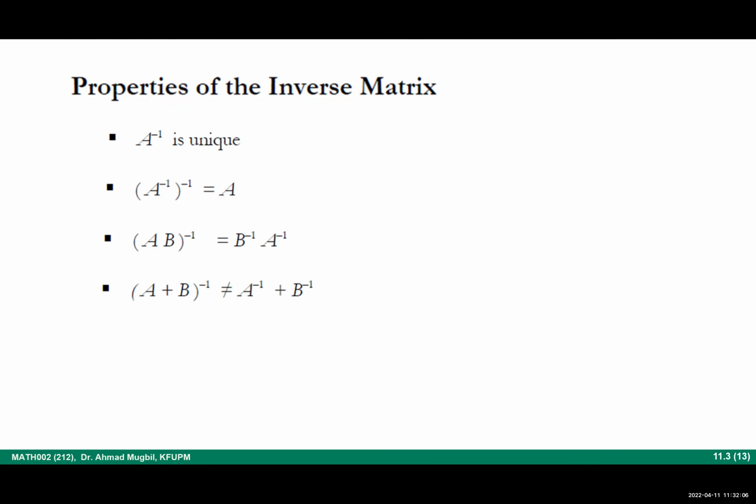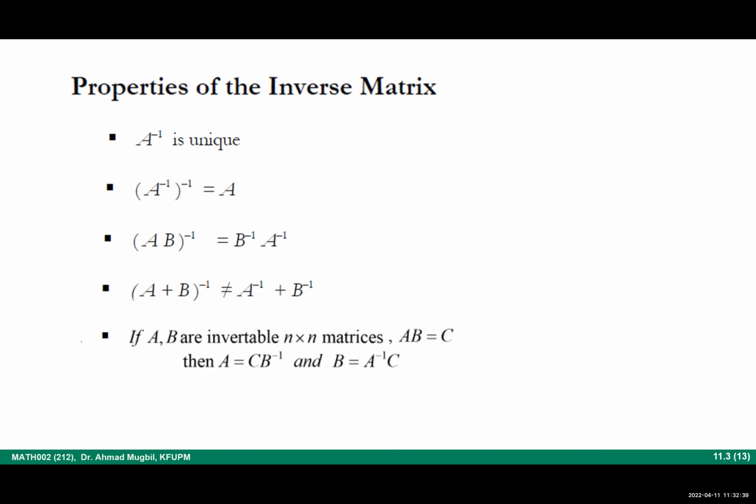For the addition, you cannot distribute the inverse over the addition. So the inverse of the sum of two matrices is not equal to the inverse of the first one plus the inverse of the second one. Be careful about that. So how to find the inverse of the sum? Find the sum. Let's say the sum is C. So this will be C inverse. Then for the resulting matrix, find its inverse. In general, it will not be equal to the sum of the inverses of these two matrices.